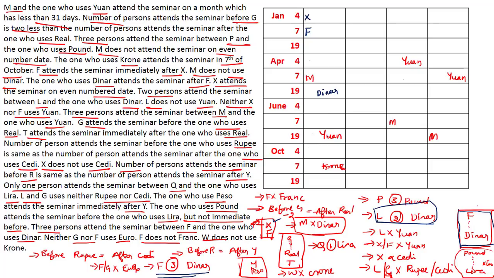L cannot be placed here because L does not use yuan. So we have to go before 1, 2. So L has to be placed here. I hope you got it.